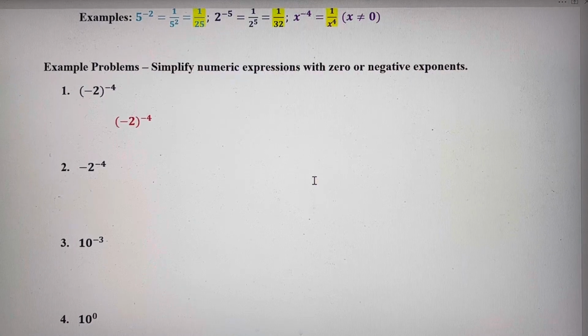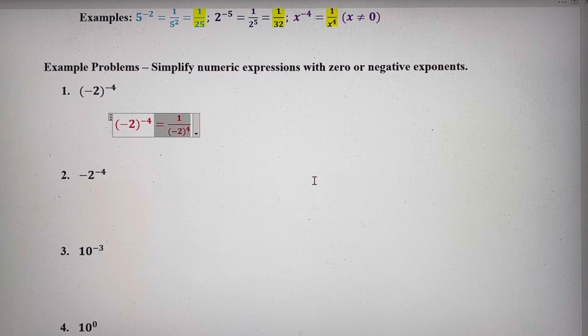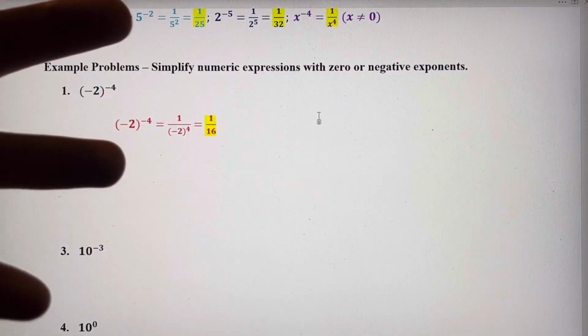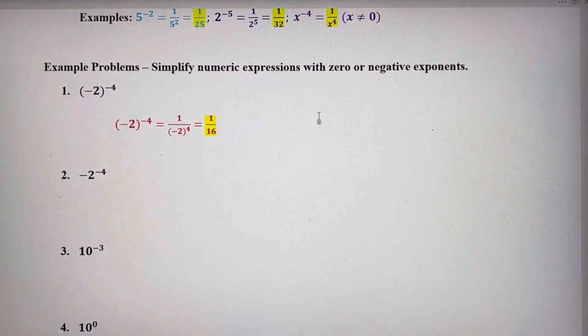So we've got parentheses. I'm going to move it through the fraction. So that's 1 over negative 2 to the 4th power. And negative 2 to the 4th power is negative 2 times negative 2 times negative 2 times negative 2. So we're multiplying that 4 times. So that's a positive value, and 2 to the 4th power is 16. So 1 over 16 is my answer.